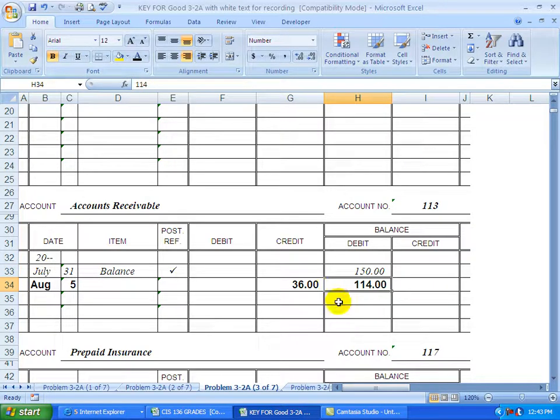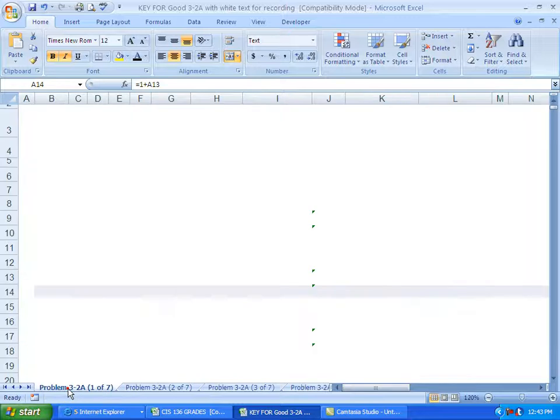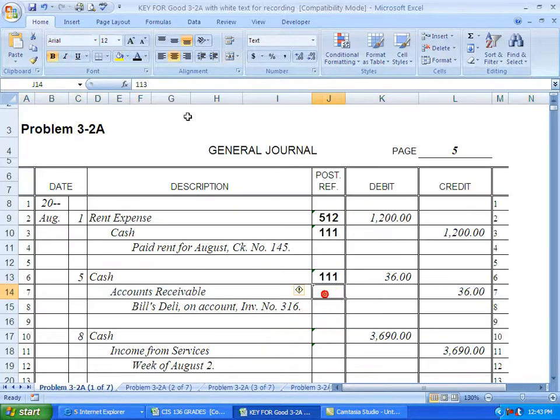Now the balance is $114. Came from journal page 5. We're going to take account number 113, go back to here, and record it to show that we did post it to accounts receivable.